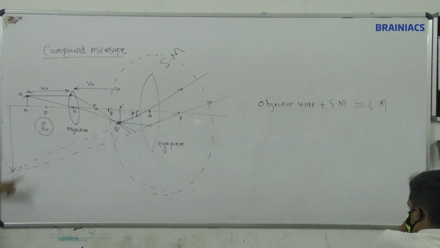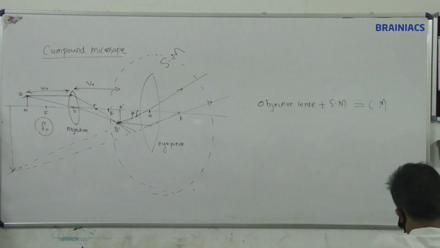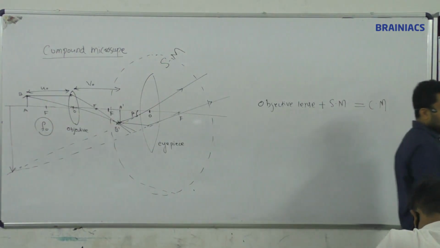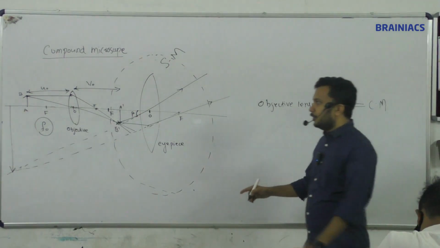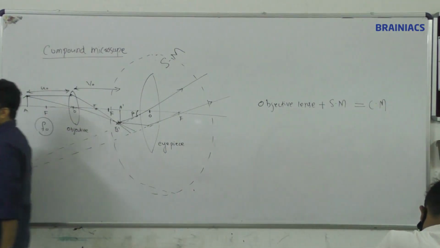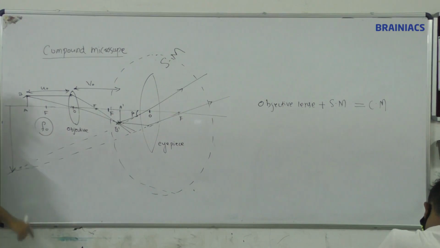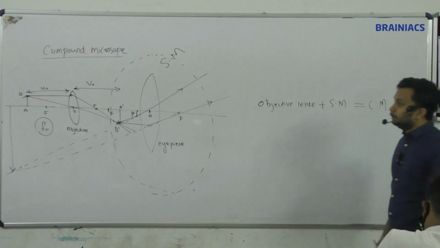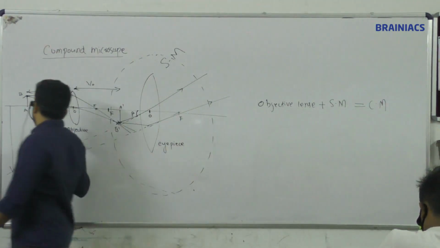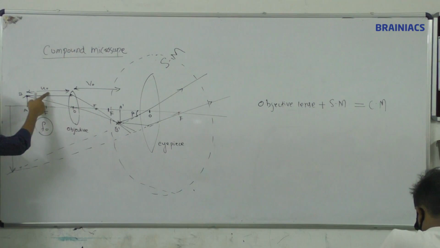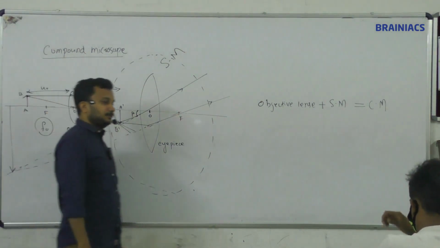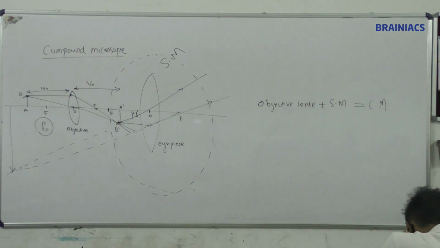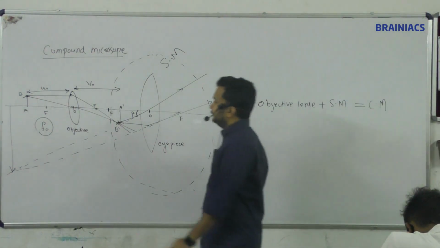Then below write this point also: focal length of the objective lens F0. Write the diagram still, because later you will want to understand it when you are doing revision. So the focal length of the objective lens is F0, object distance is U0 and image distance is V0. Perfect.